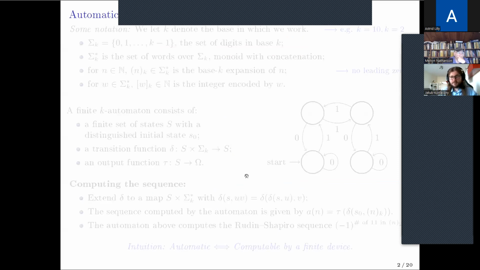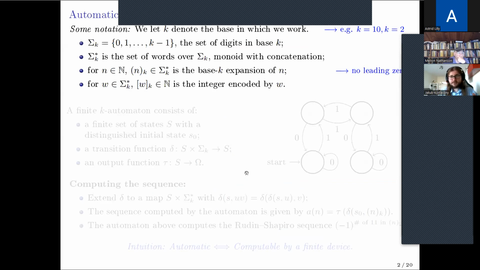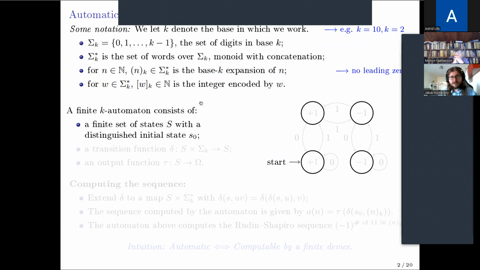Now, let me define some of those terms properly. Let's start with automaton. So I'm going to need a little bit of notation. By Σ_k, I'm going to denote digits base k. k is always going to denote a base, so 10, 2, or whatever else you like. Σ_k* is strings of digits. And for an integer n, by [n] in brackets, I'm going to denote the base-k expansion. And conversely, for a string of digits w, I'm going to denote by [w] in brackets the integer that w encodes.